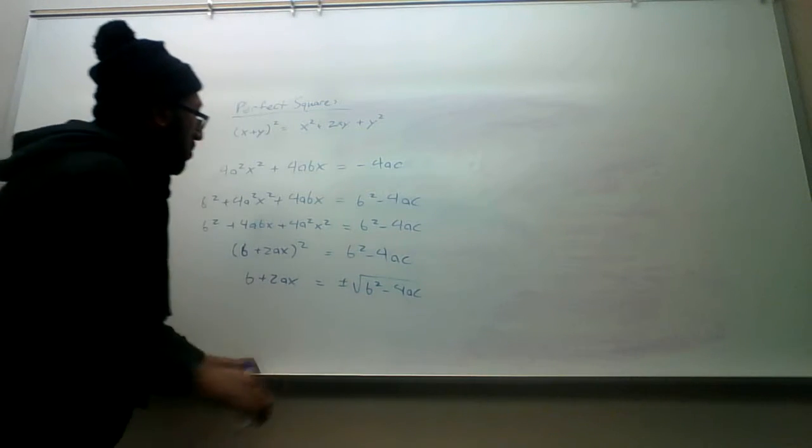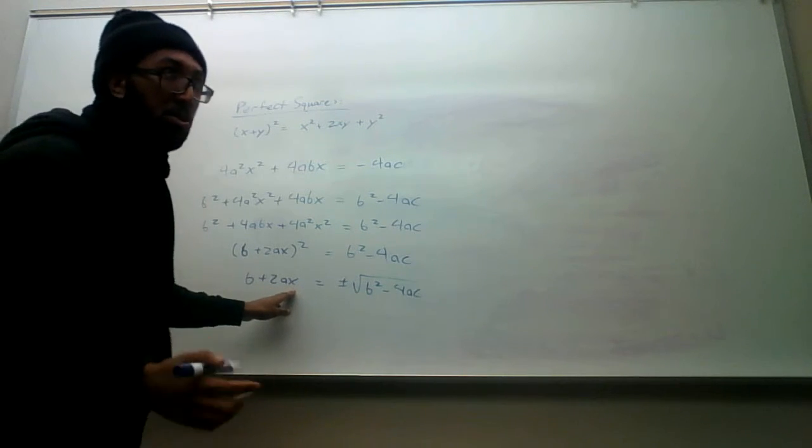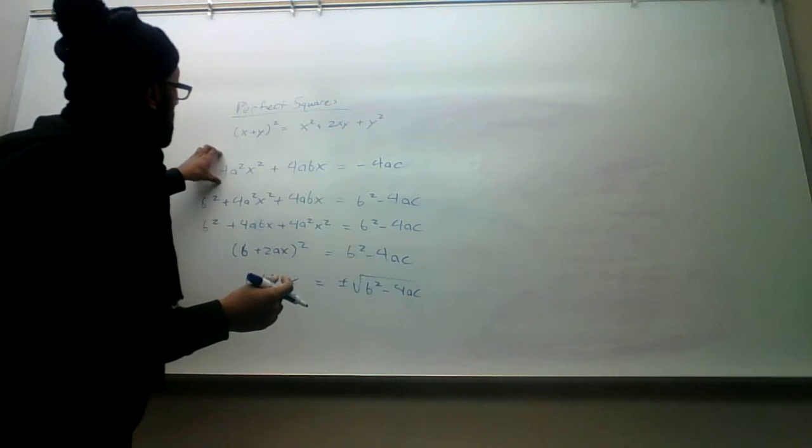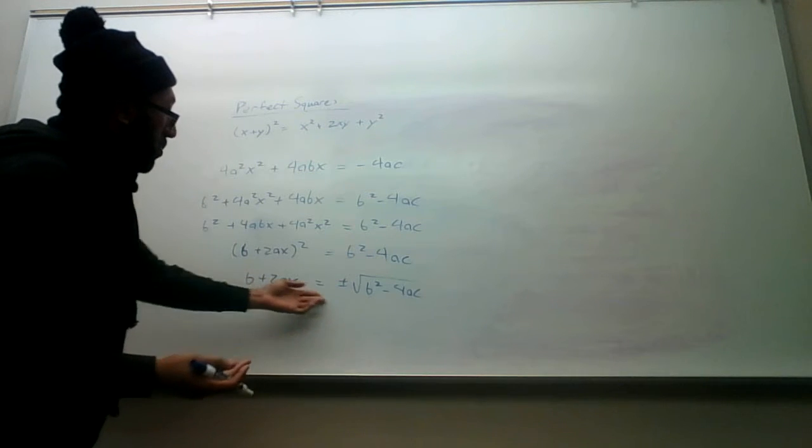So now what we want to do is isolate x, because once again we're trying to find an expression for x that will make this expression up here equal to 0. So now we just want to get x by itself.